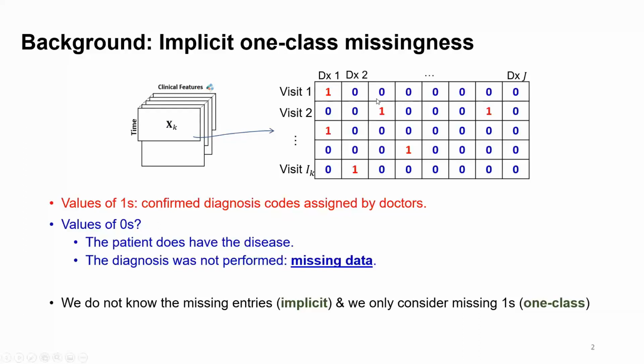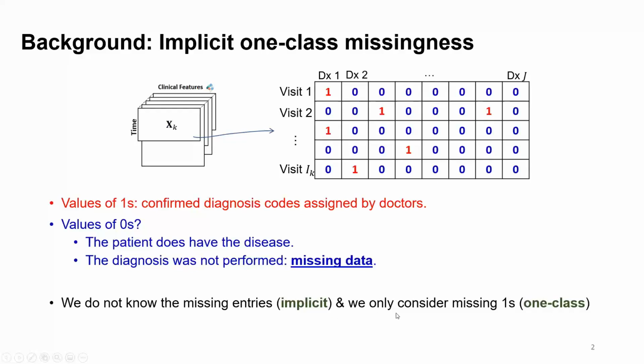However, for the value of zeros, there are two possible cases. The first is that this patient doesn't have this disease, or the diagnosis was not even performed. Then that means we have some sort of missing data here. The issue is we actually do not know where the missing entries are. So that basically means we are dealing with implicit missingness.